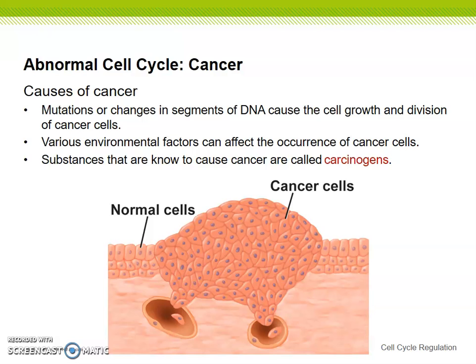Causes of cancer. Mutations or changes in segments of DNA cause the cell growth and division of cancer cells. So changes in the DNA, so that the cell doesn't actually realize that it's not doing what it's supposed to. Various environmental factors can affect the occurrence of cancer cells. Substances that are known to cause cancer are called carcinogens.